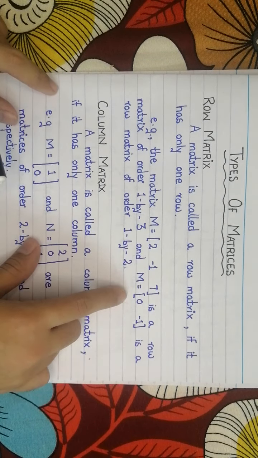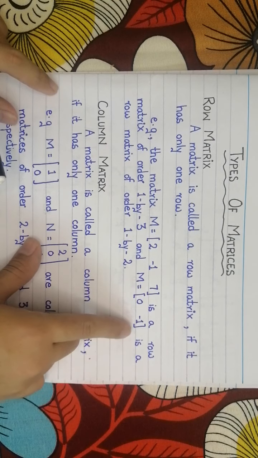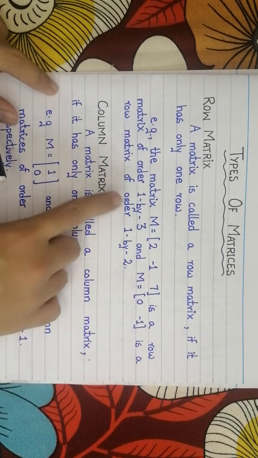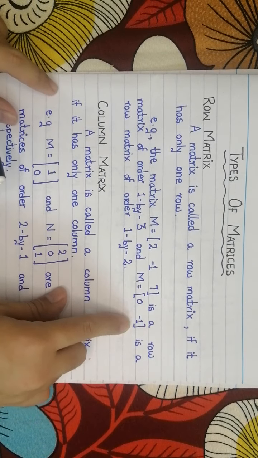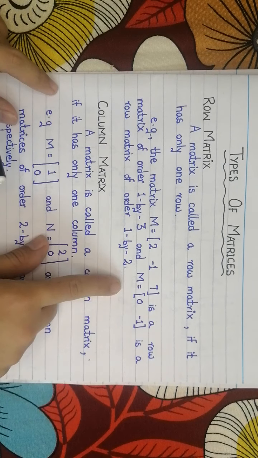And let's see another example. M is equal to [0 -1] is a row matrix of order 1 row and 2 columns, so its order is 1 by 2.